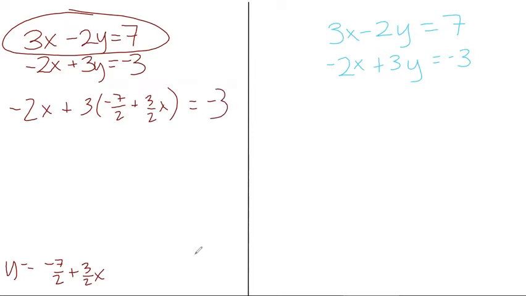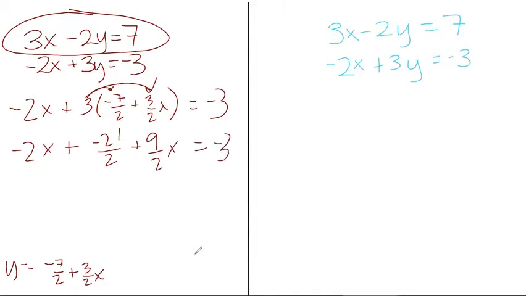And now we're just trying to solve this, which is through algebra. You would have negative 2x, first distributing. We would get negative 21 over 2 plus 9 over 2 x, which is equal to negative 3. Now, if we combine these like terms, we would be getting 5 over 2 x minus 21 over 2, which is equal to negative 3.